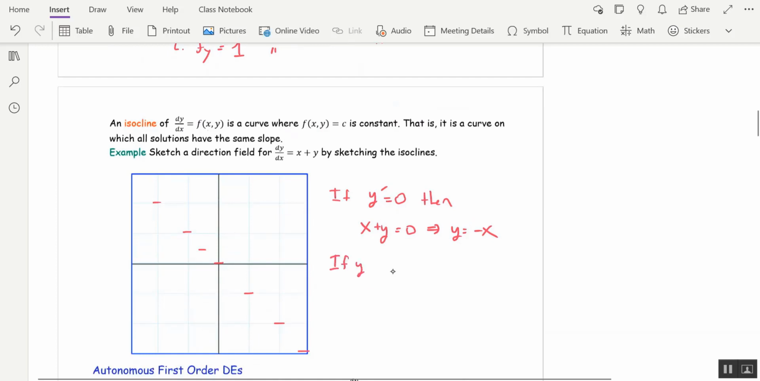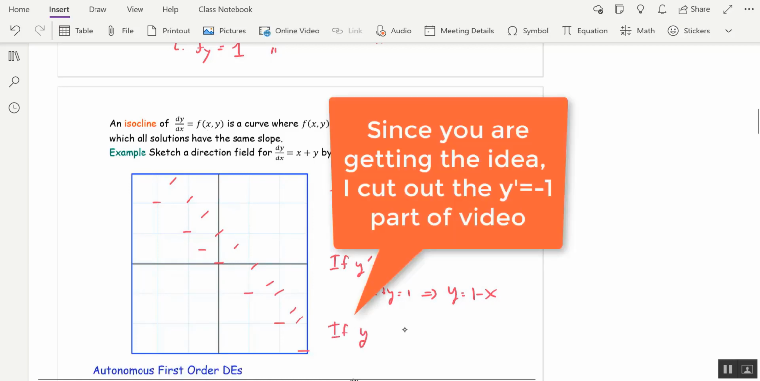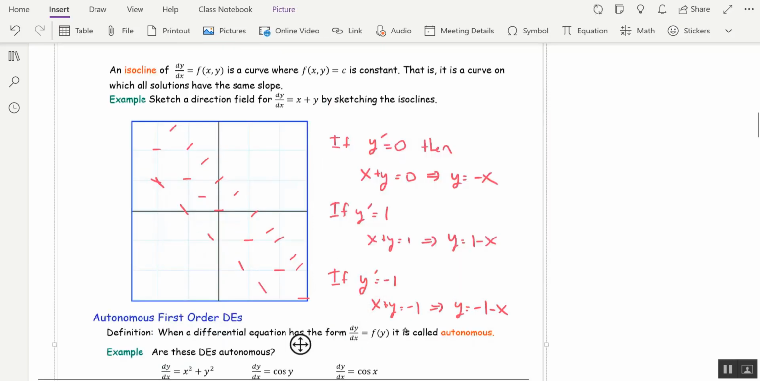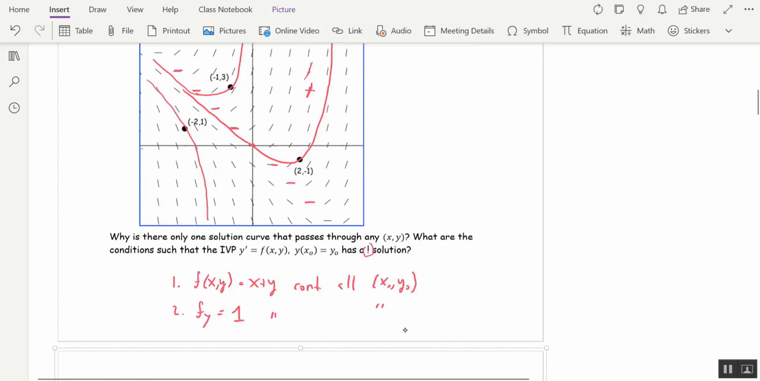All right, what about slope 1? If y prime equals 1, then I have x plus y equals 1, so y is 1 minus x. So that's a line, slope negative 1, it goes through y equals positive 1 up here. So along this line, I'm going to draw lines of slope 1. Let's do one with slope negative 1, you're getting the idea. And you're going to fill out the whole plane. You're going to end up with something like this.